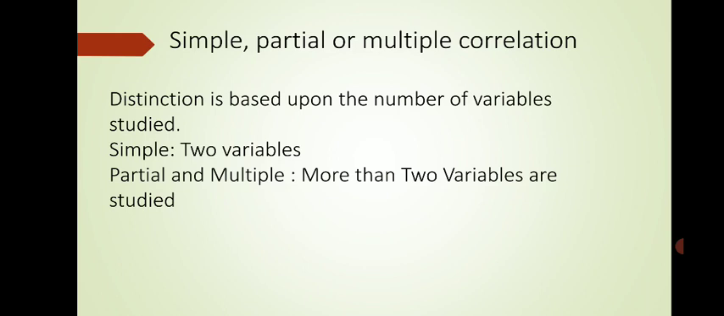In partial and multiple correlation, the relationship between two or more variables is studied. So when we study more than two variables, the case is known as partial or multiple correlation. In multiple correlation, three or more variables are studied simultaneously. Multiple correlation consists of the measurement of the relationship between a dependent variable and two or more independent variables.